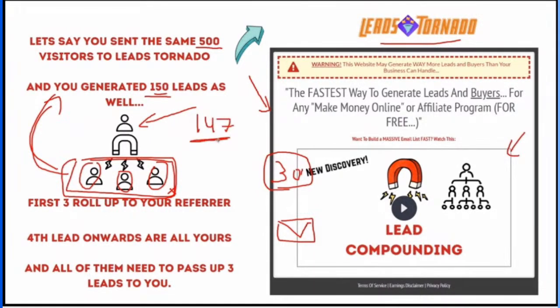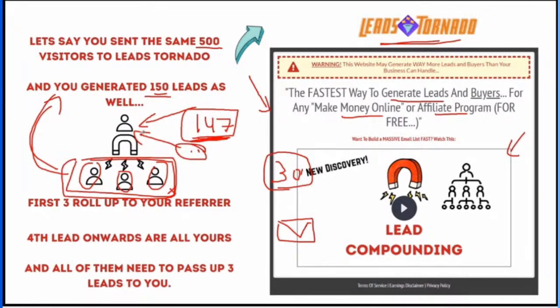These 147 leads, what happens is they want to get leads too, right? These are people who are looking for business opportunities. They're looking to generate leads. They're looking to make money online. They're looking to promote affiliate offers. They're looking to build their email list. So they want to use Leadstornado as well, right? Now, when you have 147 leads in the system, when these folks generate their leads, the first 3 leads of each and every person in here goes to who? You guessed it, it goes to you.